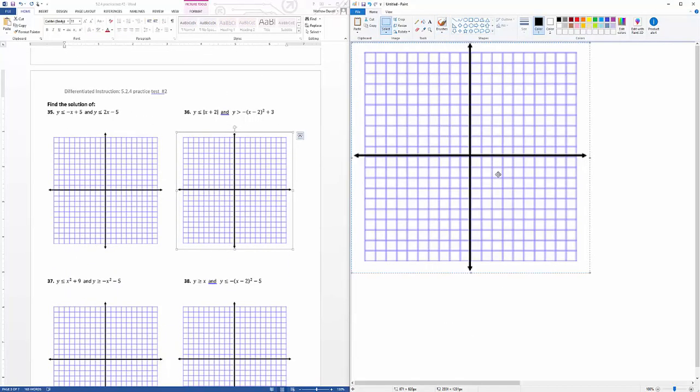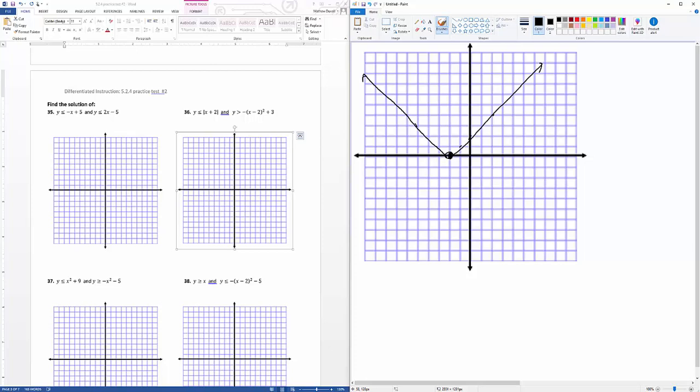All right, let's look at number 36. So the first one is an absolute value. So the parent graph, it has a horizontal shift to -2, so I'm going to shift it over 2 spaces. And then it's absolute value. So it's going to go up 1 over 1 like that. And it's a solid line. And so there's my absolute value graph.